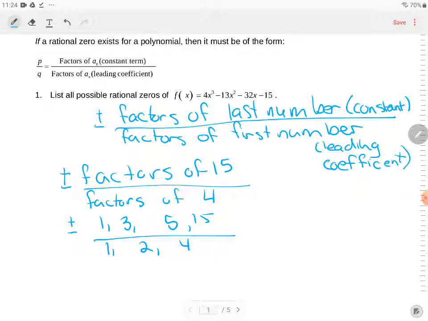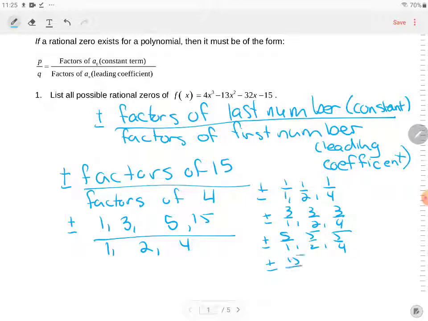So when we list our factors, we take the number in the numerator or on the top, and it has to make a fraction or write a ratio with every number. So it's going to look like this. Plus or minus 1 over 1, 1 over 2, 1 over 4. Plus or minus 3 over 1, 3 over 2, 3 over 4. Plus or minus 5 over 1, 5 over 2, 5 over 4. Plus or minus 15 over 1, 15 over 2, 15 over 4.